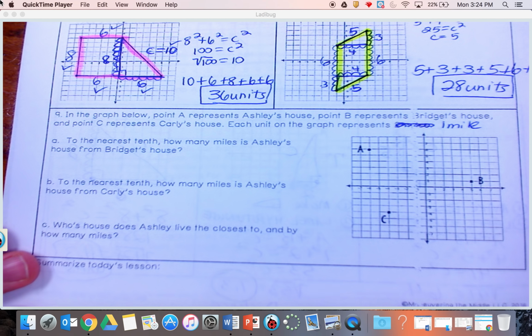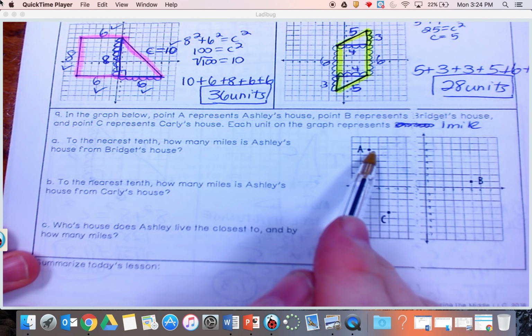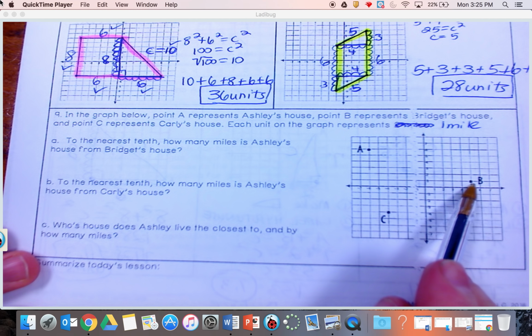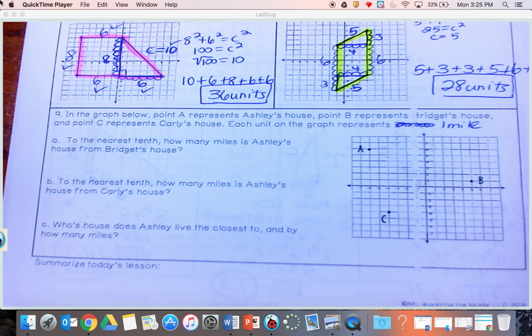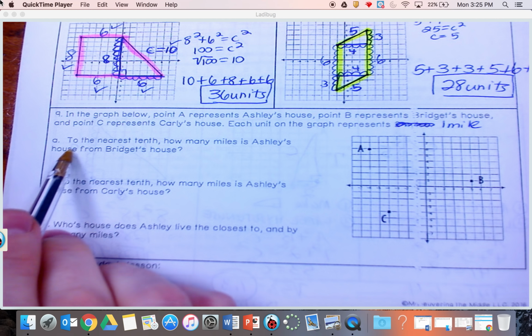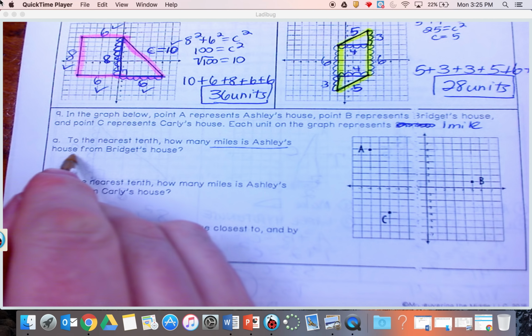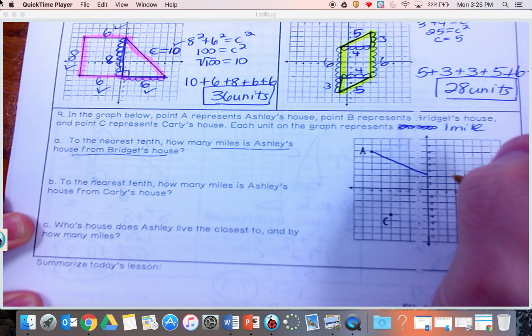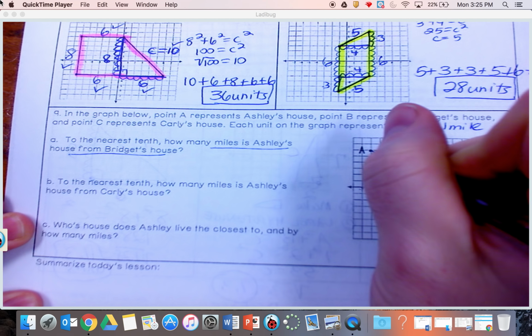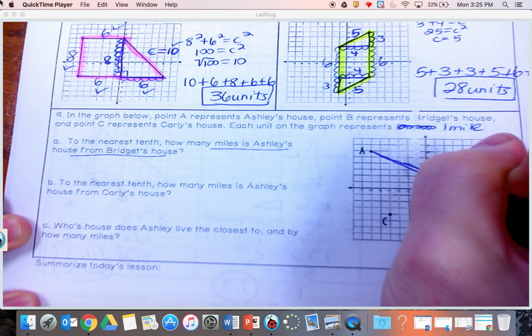So what we've got is A represents Ashley's house, B represents Bridget's house, C represents Carly's house. And all we're doing here is forming our triangles, being able to locate how far away these things are. So the first one's asking you to the nearest tenth, how many miles is Ashley to Bridget's house? So they want to know this right here. They want to know this hypotenuse right there.